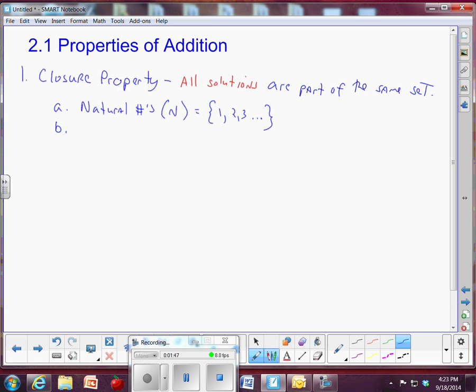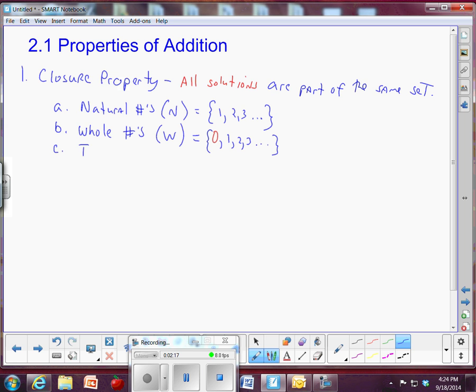Then you have the whole numbers. The symbol is W. The whole numbers are real close to the natural numbers. The only difference is they include the 0. So they are 0, 1, 2, 3, dot, dot, dot. We're getting a little larger, okay? There's one more member in the whole numbers than in the natural numbers, and that's the member 0.